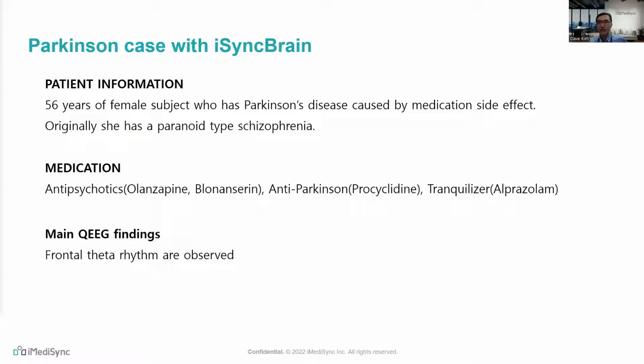So the patient originally has long-term schizophrenia medication. The medication down-regulates the dopaminergic system. Long-term dopamine suppression medication eventually depletes the dopamine in the striatum and causes Parkinson disease. This is often called secondary Parkinsonism.